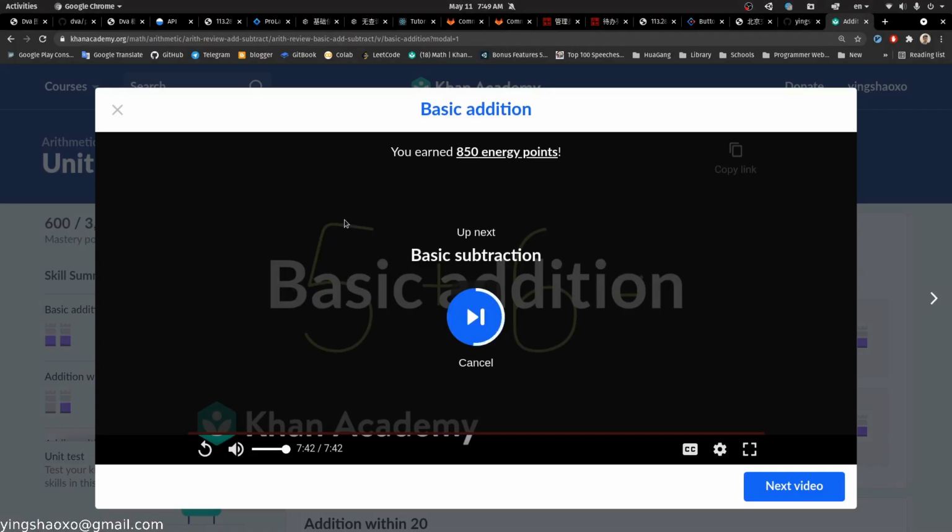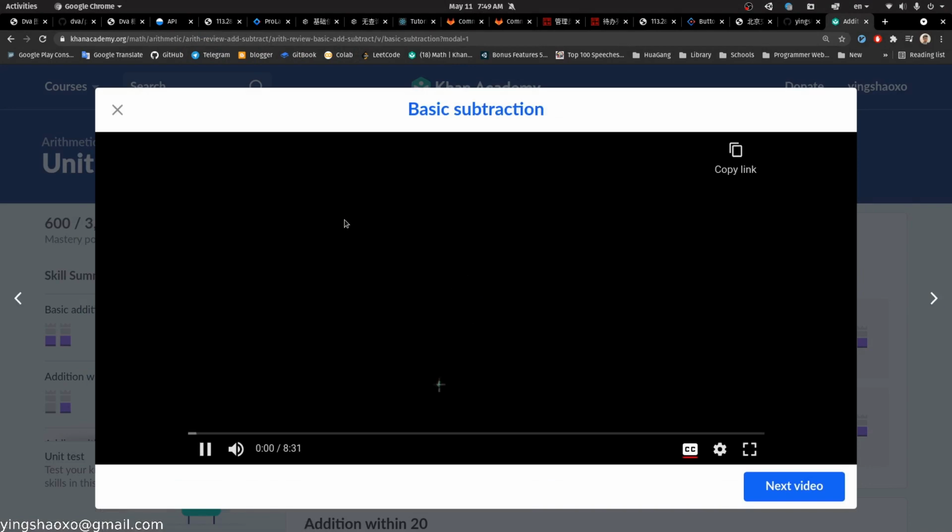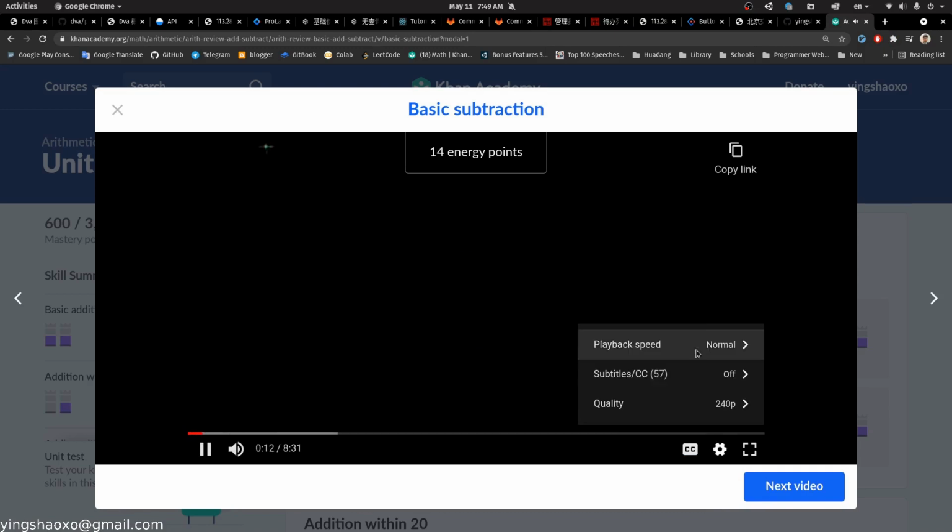So basically what he is doing is teaching us how to do the addition with a number line. Then subtraction. A little bit of review.